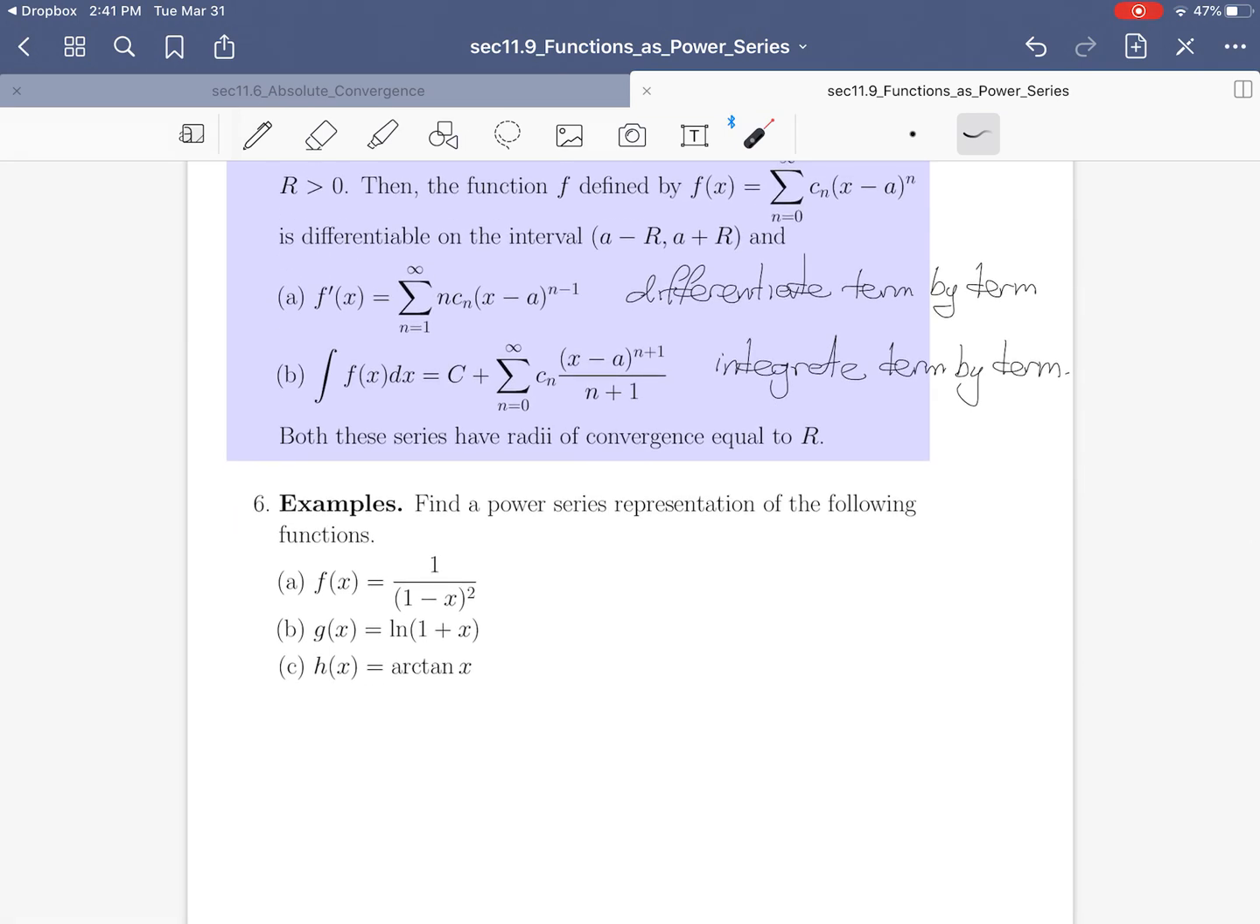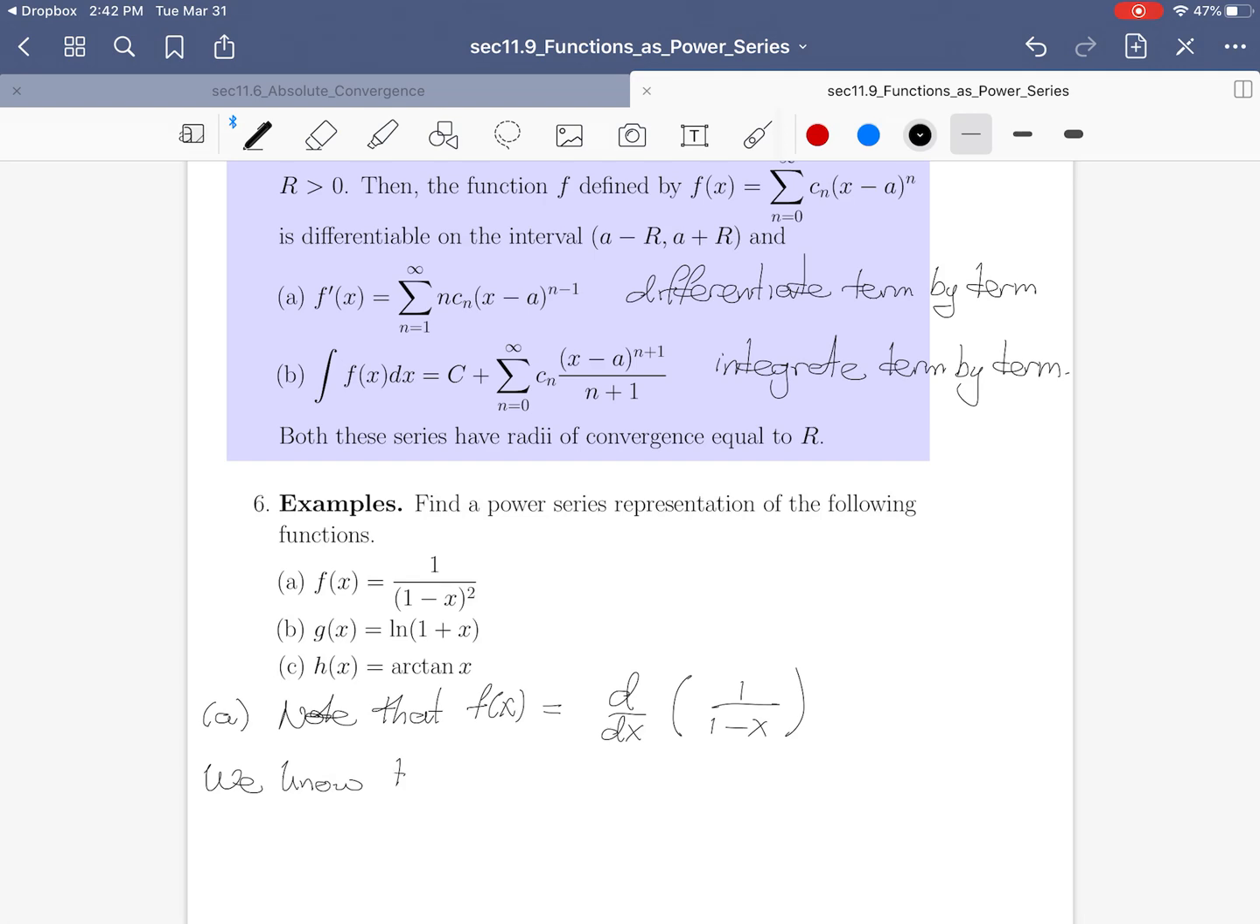Okay, let's see how to use this to find power series of a couple more complicated functions. So here, let's take example A to begin with. We have the function f of x equal to 1 divided by (1 minus x) squared. This function, we can't use the trick that we were using previously because it's not of the form 1 divided by 1 minus something. It's of the form 1 divided by (1 minus x) all squared. But what we can do is note that f of x is just the derivative, d by dx, of 1 over 1 minus x.